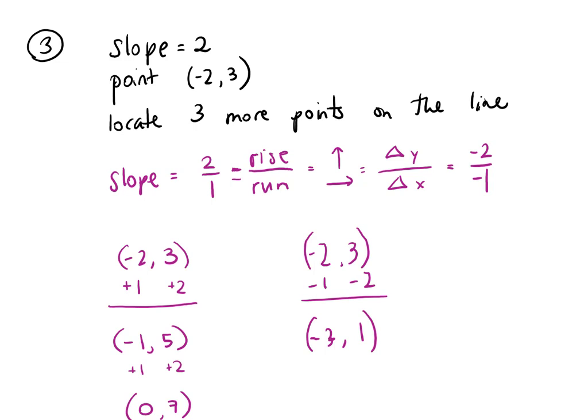So my 3 other points are (-1, 5), (0, 7), and (-3, 1).